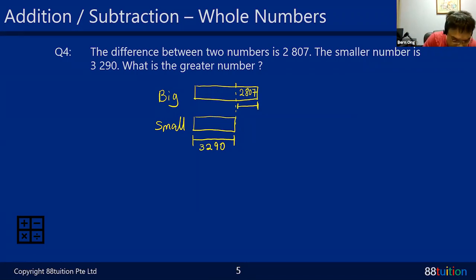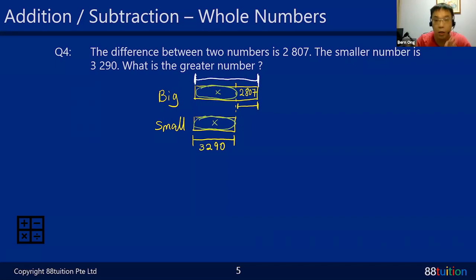Hey, check this out. Can you see that this green color portion, this circle portion, is the same size as this portion here? I put a little X down there to show that they are of the same size. What is the question asking for? Yes, 6,097 is the answer. Good. So the question is asking for the greater number. Greater number means the whole thing here, the big number here.